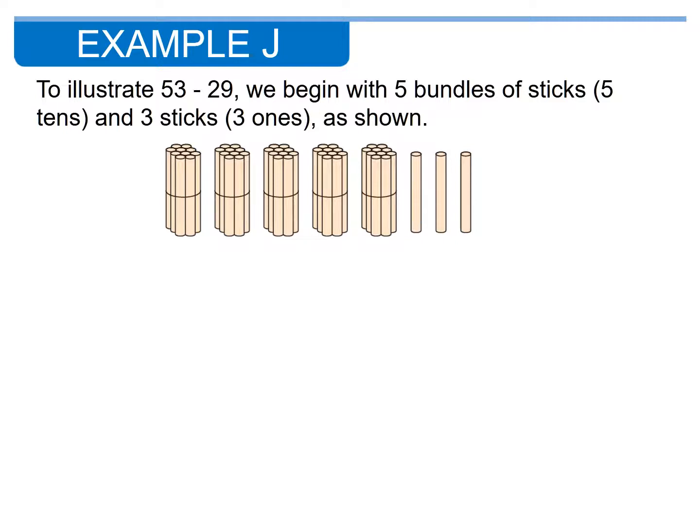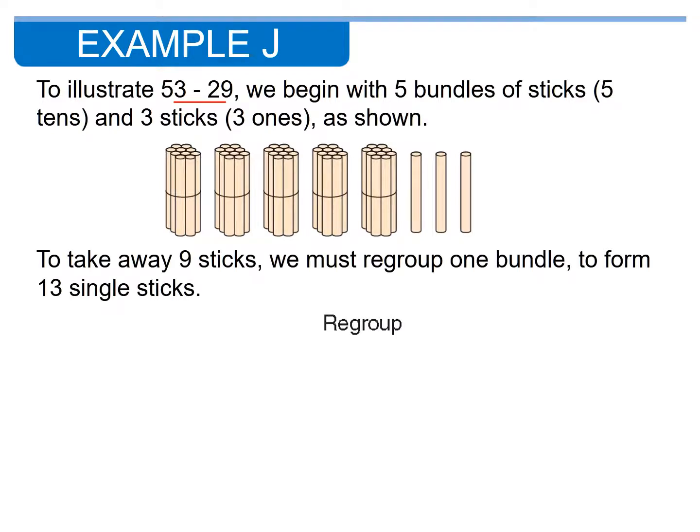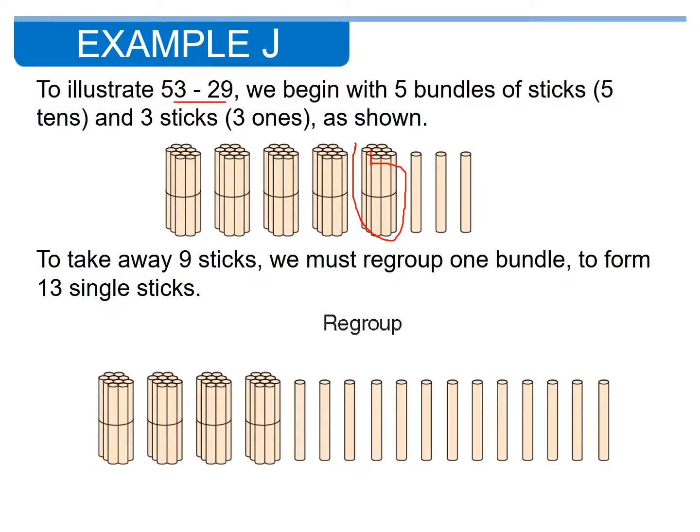So we're going to have 53, right? So we have 5 bundles and 3 sticks. Now what I want to do is take away 29. So 53, take away 9. So what I've got to do is unbundle. Regroup one bundle, so we unbundle it so we have enough sticks to take away. So I'll take one of these bundles and set it all out.